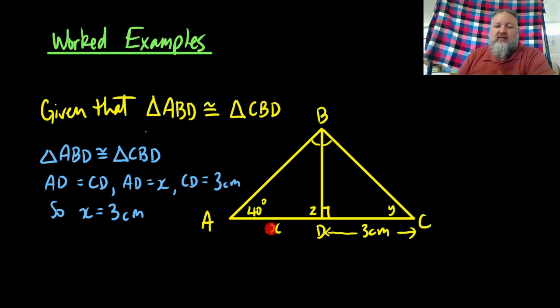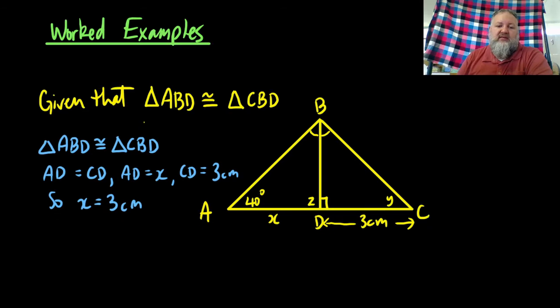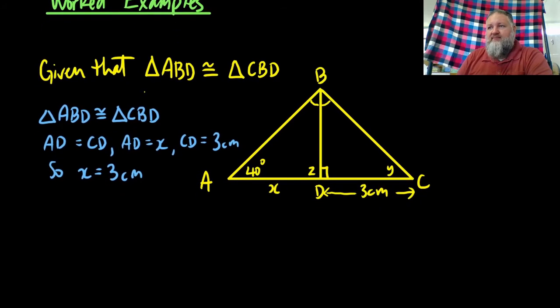I've started with this one down here, x, and I've said that triangle ABD is congruent to CBD. That means that the length AD is equal to the length CD. Now, AD is x and CD is 3, so therefore x is equal to 3 centimetres. Well, that's pretty simple and easy. That's the first part.